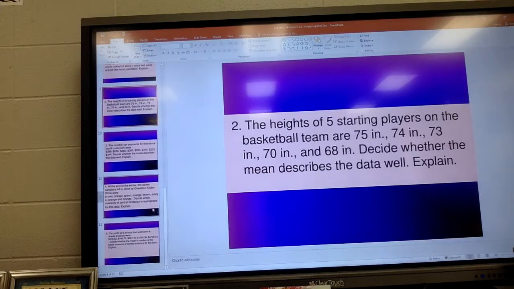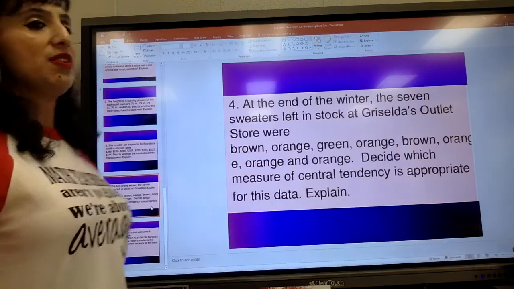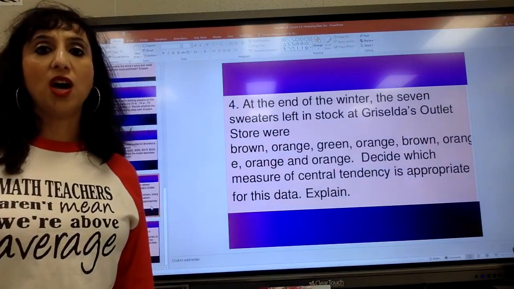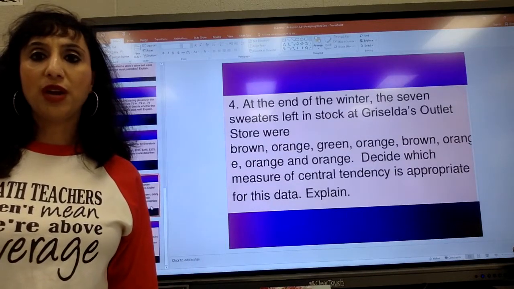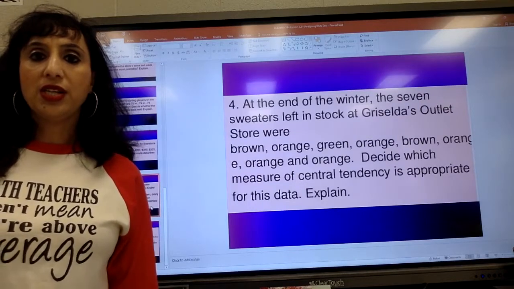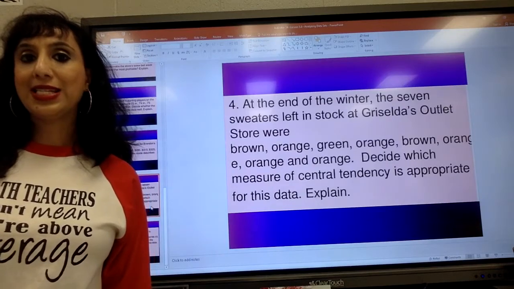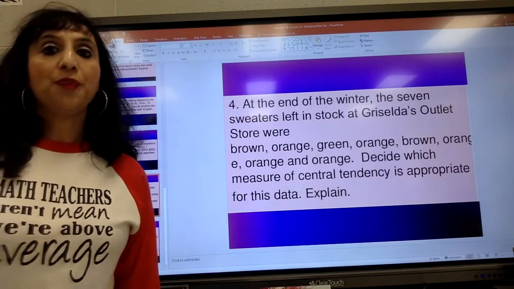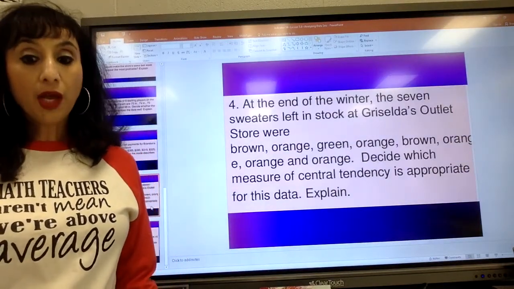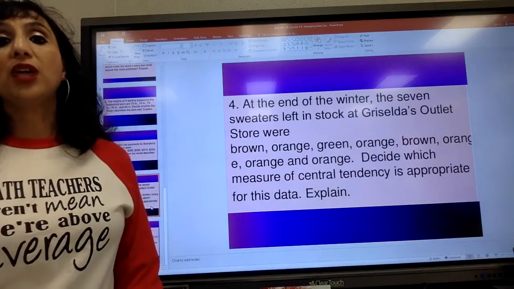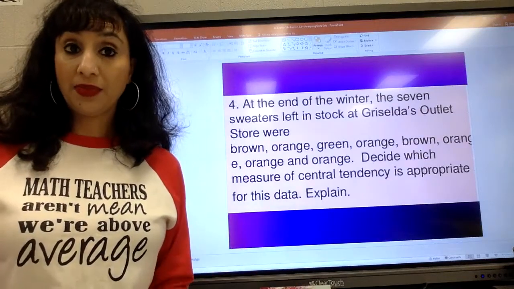Let me just go to, for example, this one. At the end of winter, the 7 sweaters left in stock at Griselda's outlet store were brown, orange, green, orange, brown, orange, orange, orange. Decide which measure of central tendency is appropriate for this data. Explain. So definitely you're looking at mode. Okay, so in this case, you're going to look at, all right, these are left. These are not the ones that are bought.